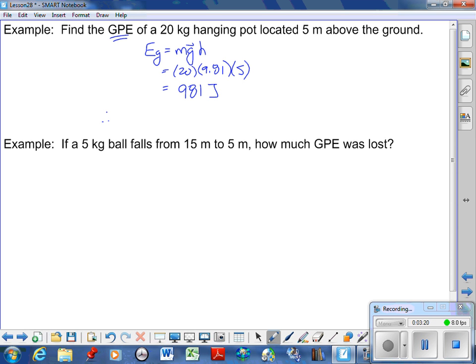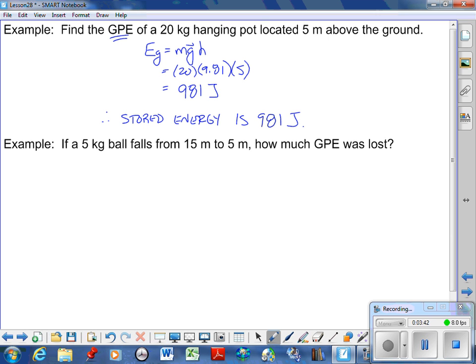So therefore, that flower pot, and it's potential energy, so it's stored. I'll write the therefore statement a little bit differently: the stored energy is 981 joules. The only reason I'm writing it that way is that I want to enter that into your mind. Gravitational potential energy is really stored energy.